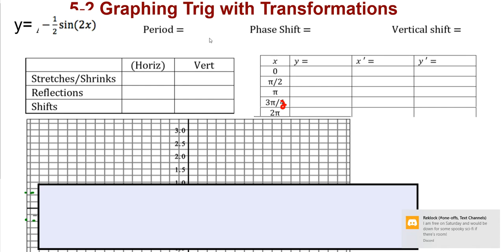Okay, so let's get going. And here's the problem with the writing tablet. Okay, so what we have here is y is equal to 1/2 sine of 2x, and 2x is in parentheses. So that means that this is going to impact my x, this is going to impact my y.